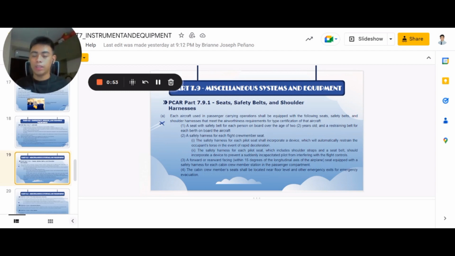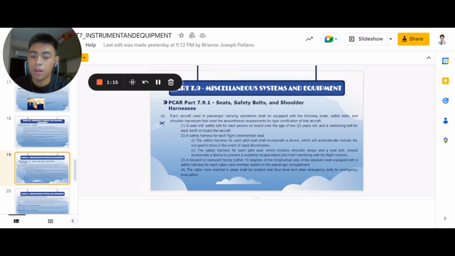Sa upuan natin, dapat meron. And next is the safety harness for each flight crew member seat. So siguro naman aware tayo kung ano yung itsura nun kasi whenever we enter an airplane, andun yung sa harapan, may pagalan sa kanila, nakapalibot sa katawan nila since syempre nasa pinakaharap sila dapat talagang naka-lock in sila doon.